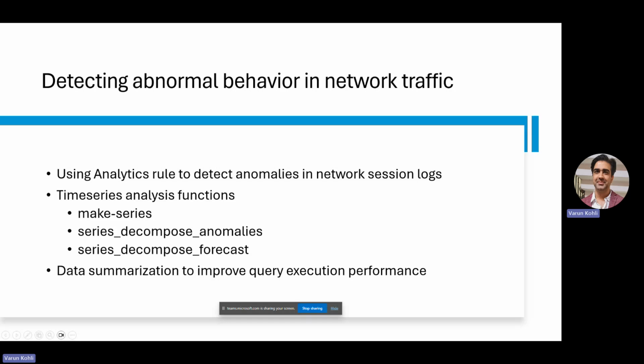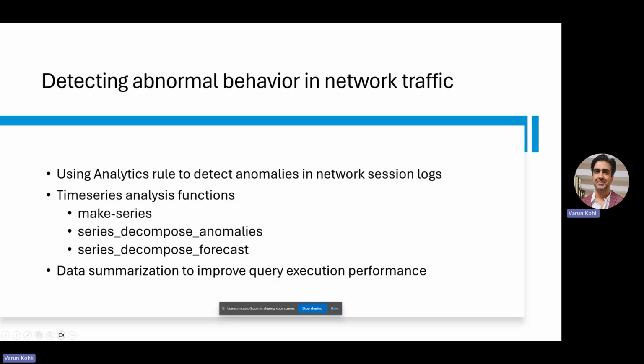In this video, I'm going to demonstrate how we can use Microsoft Sentinel to detect abnormal behavior in network traffic. For this, I'm going to use an analytic rule that would help us to detect anomalies in network session logs. Although this analytic rule is focused on analyzing the network logs, we can use a similar approach for detecting anomalies in different logs like DNS, authentication, web session, etc.